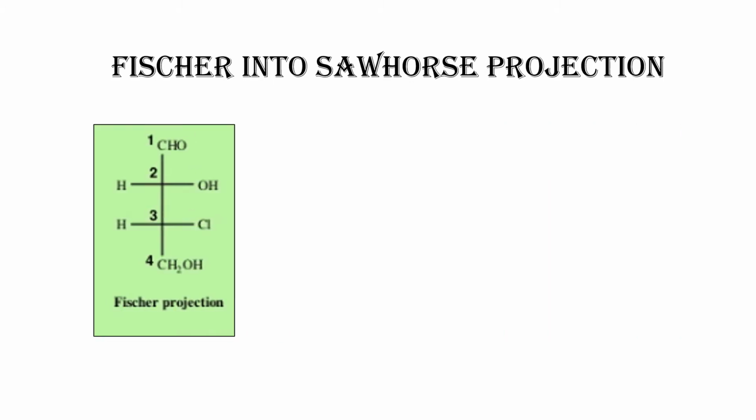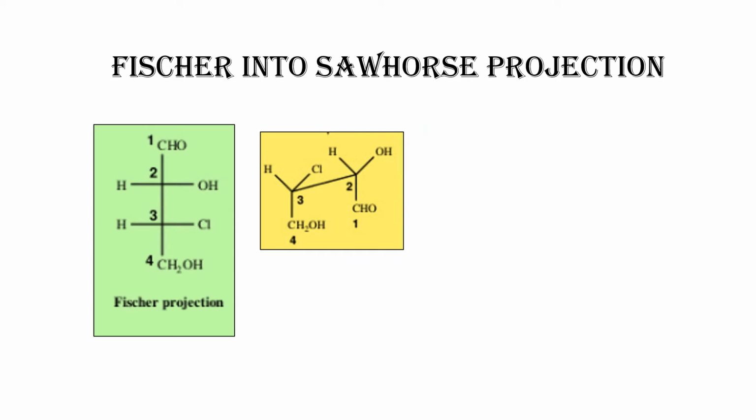And next, Fischer into Sawhorse projection. How to do the Fischer into Sawhorse projection? This is the Fischer projection. How to write this as a Sawhorse projection? Sawhorse projection means what? The Y will be there. Just an easy way I am mentioning. The Y is there, and to join this one is the Sawhorse projection.